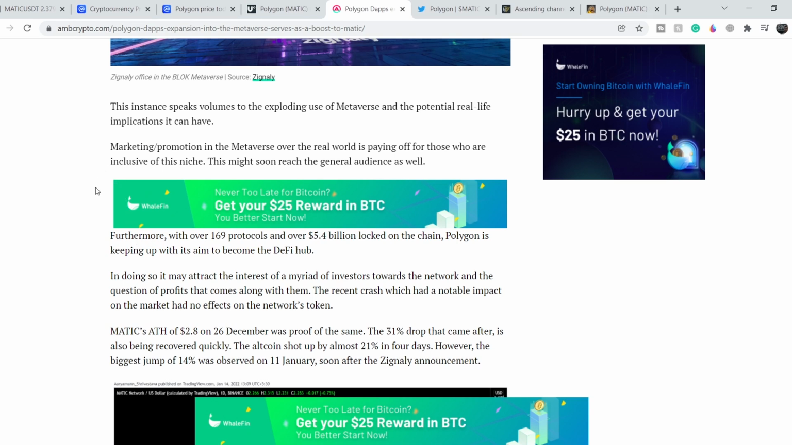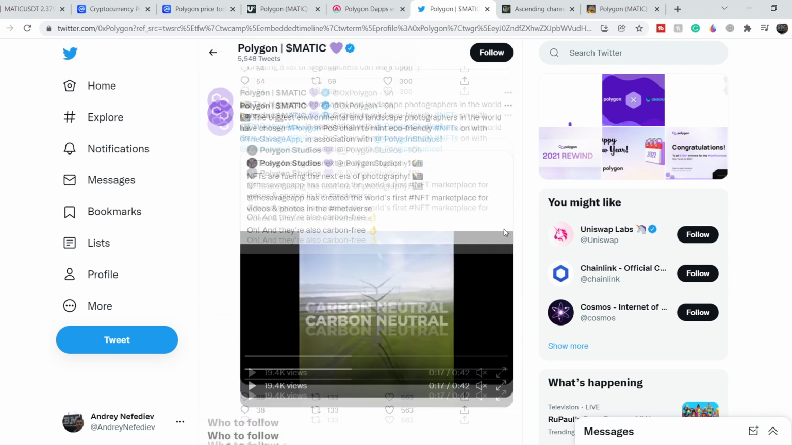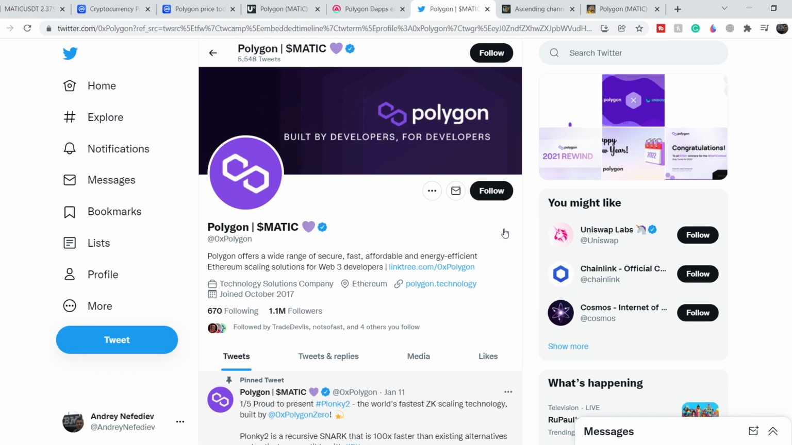And this means for Matic, with over 169 protocols and over $5.4 billion locked in chain, Polygon is keeping up with its aim to become the DeFi hub. So I think Polygon is already one of the leaders in this contest, and that's why the native token of the Polygon network potentially will have much higher prices in upcoming weeks. We also have a lot of news from their official Twitter. I don't want to dive deep into their recent tweets. You can do it by yourself.